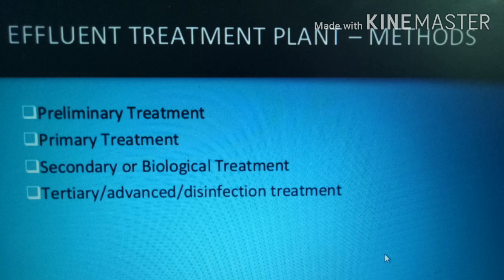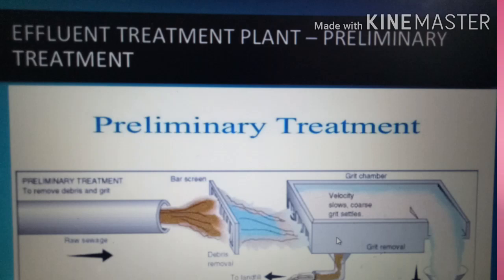So in these preliminary methods, primary treatment, membrane treatment, end products, a lot of processes are there in this ETP plant. Let us discuss one by one. Preliminary we will discuss first. In preliminary treatment there is screening, sedimentation, grit chamber and clarifiers in ETP treatment.